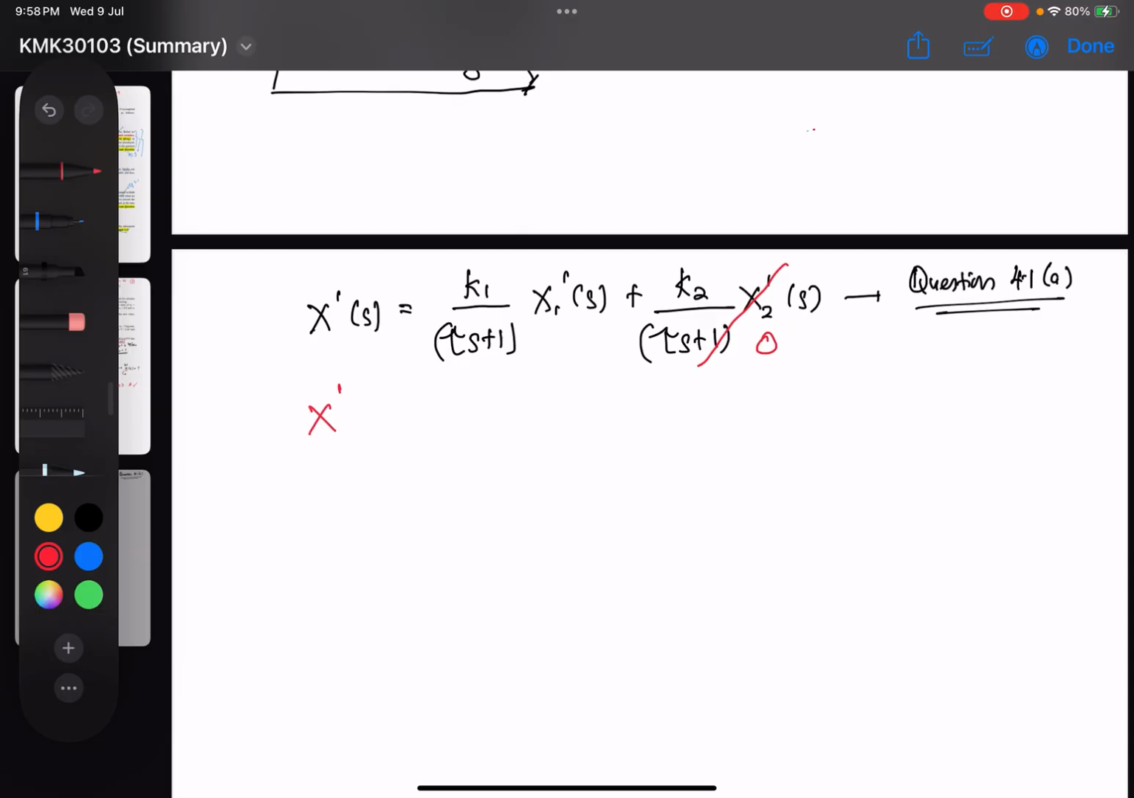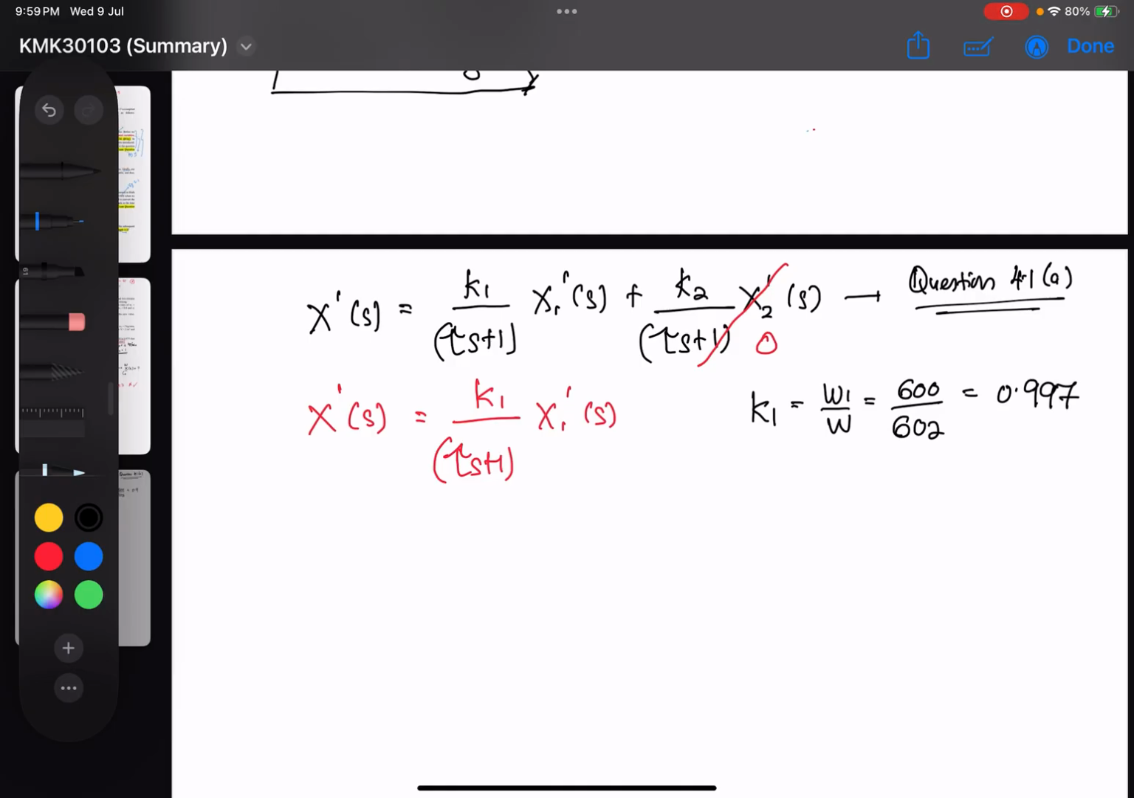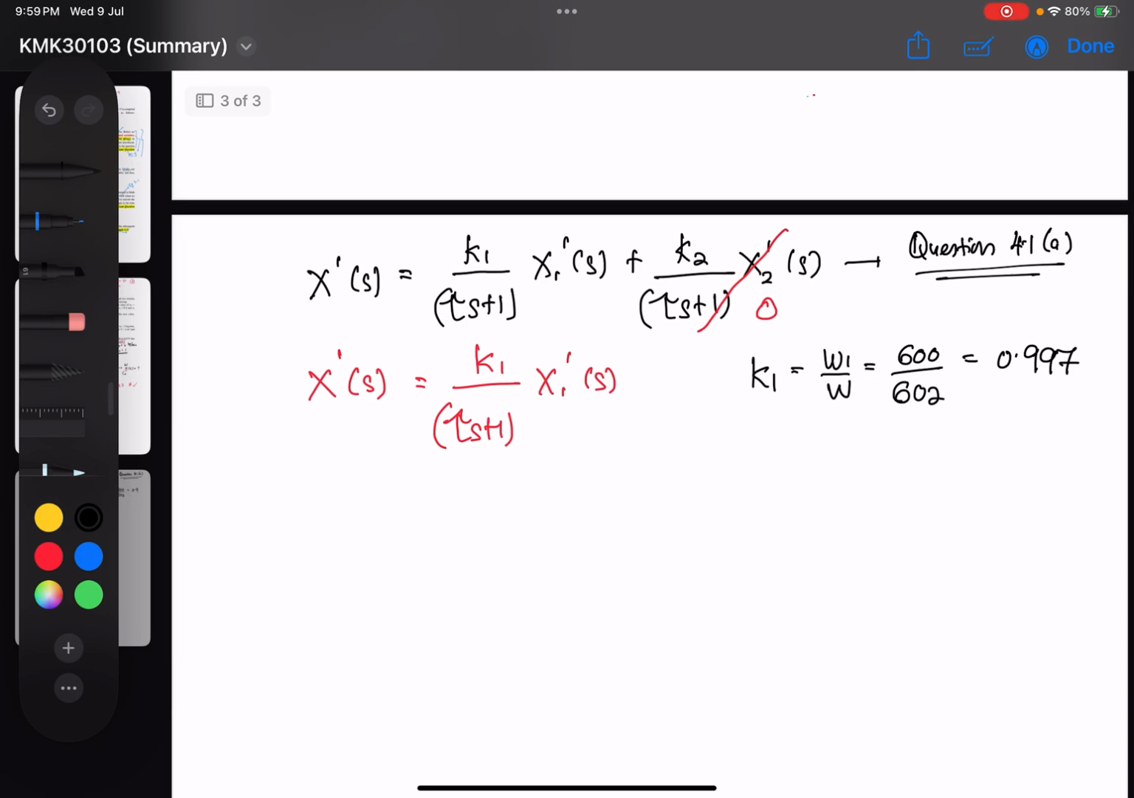So now I have x1 prime of s equals to k1 divided by tau s plus 1 multiplied by x1 of s. Also, if you remember, the k1 here is actually equal to w1 divided by w. w1 is given in the question, it was 600, divided by w, which is 602. Then I'm going to get the value of k1 equals to 0.997, which is the gain for stream 1.